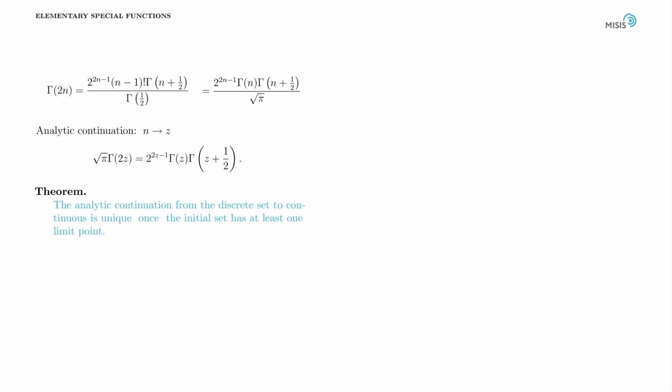Now, let's discuss some more examples of gamma function applications. Let's compute an integral. First, check the convergence of the integral. We split it into two parts, from minus infinity to 0 and from 0 to plus infinity. Let's investigate the convergence of the second one. The first one is done analogously.